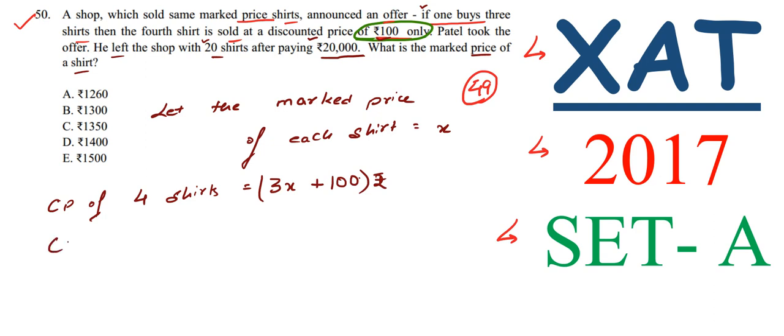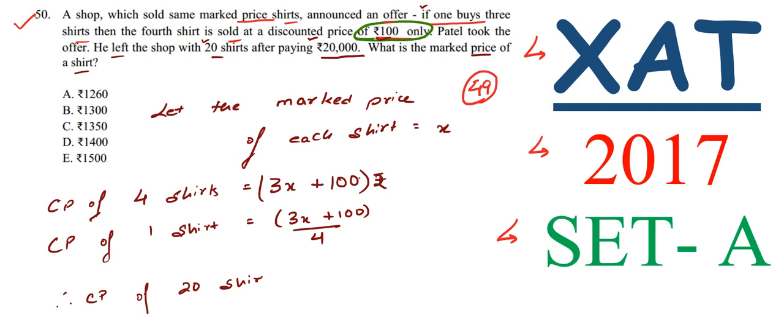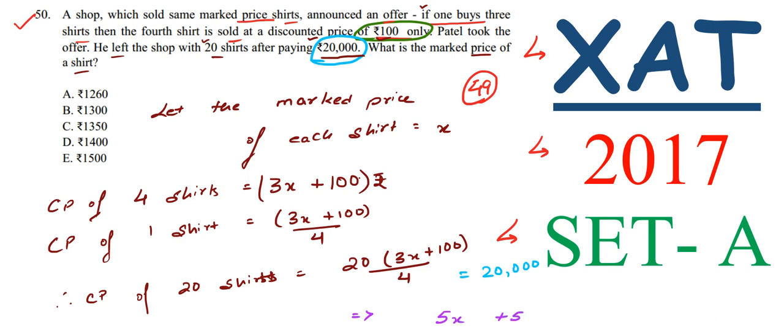Hence the cost price of one shirt will be equal to (3x + 100) divided by 4. Therefore the cost price of 20 shirts will be equal to 20 into (3x + 100) divided by 4. So this is the cost price of 20 shirts which has been given to us, that is rupees 20,000. So this is equal to 20,000. So now we can solve this easily, which will give us 5(3x + 100), that is 15x + 500, equal to 20,000.